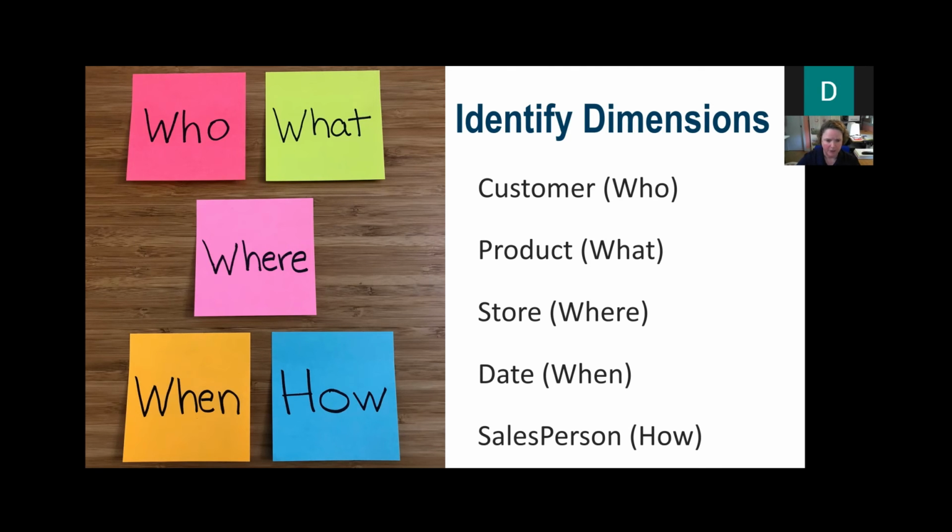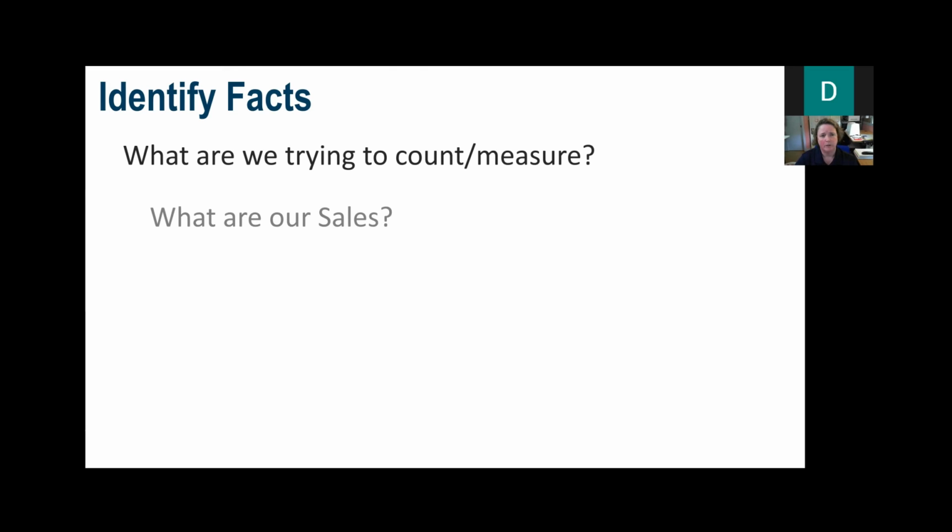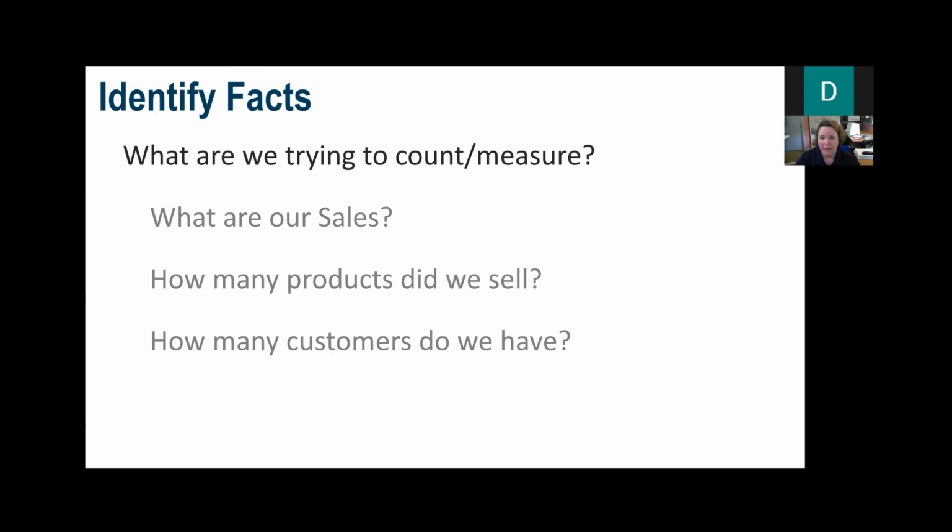We've identified our dimensions. Now we need to identify those facts. And really, you just have to stop and ask yourself, what are we trying to countermeasure? So in our situation, let's say, what are our sales? That's kind of an obvious one. Well, how many products did we sell? How many customers do we have? What's our sales margin? Those are your facts. Those are the measures that you want to be able to figure out and analyze about your business process, which is your fact.